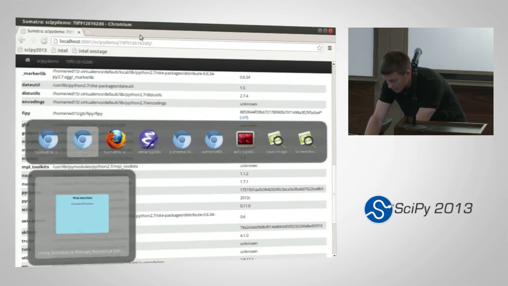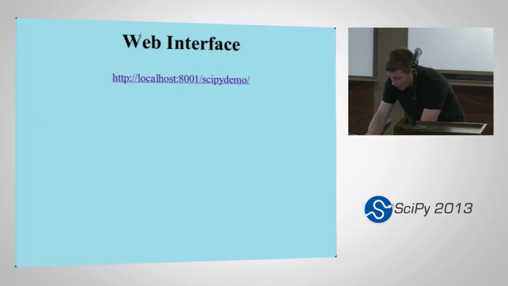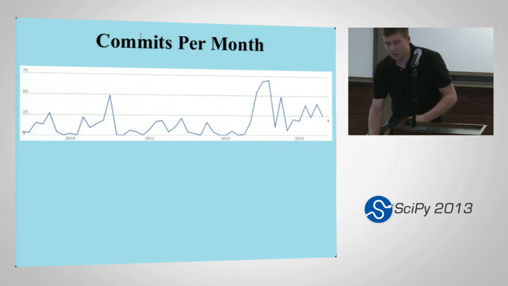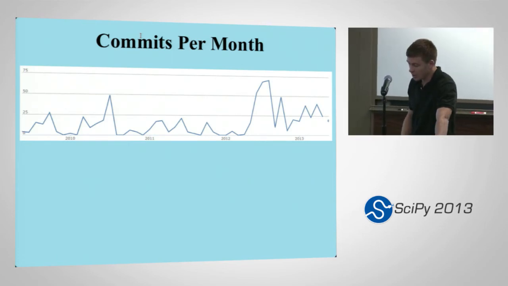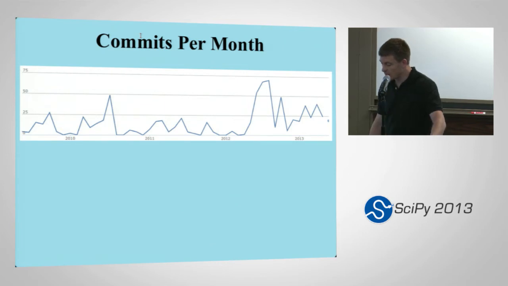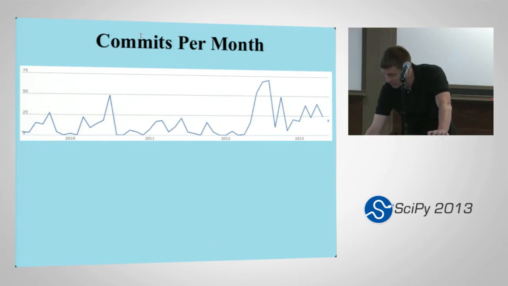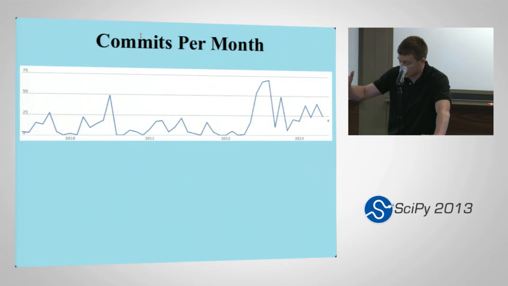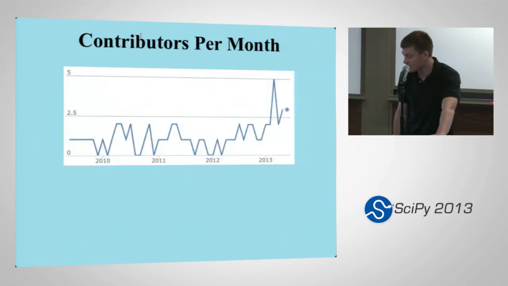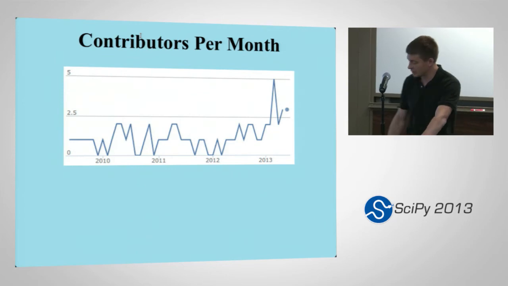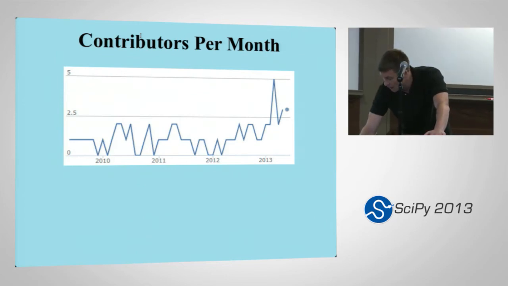So let's go back to the talk. So what is the general overall health of Sumatra? These are the commits per month. So that's on the increase. It's not a huge amount, but it's on the increase, which is quite good. And the contributors are also increasing. So that's a good sign.